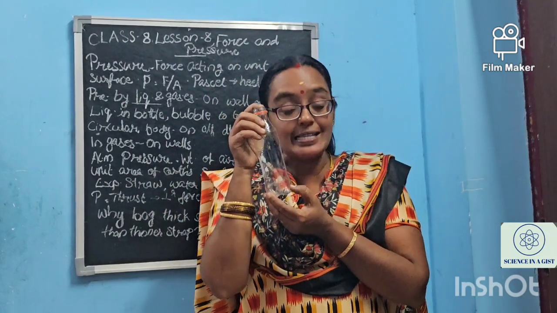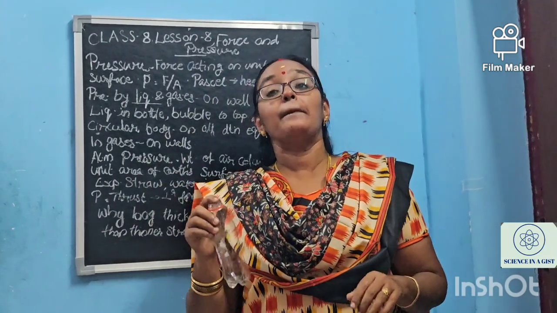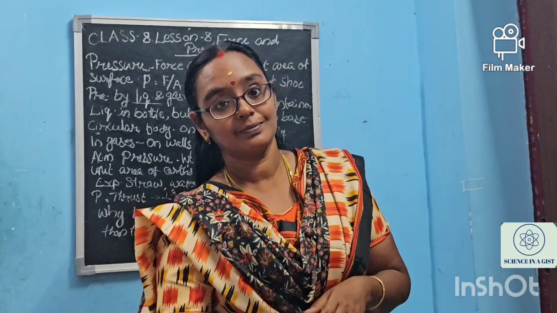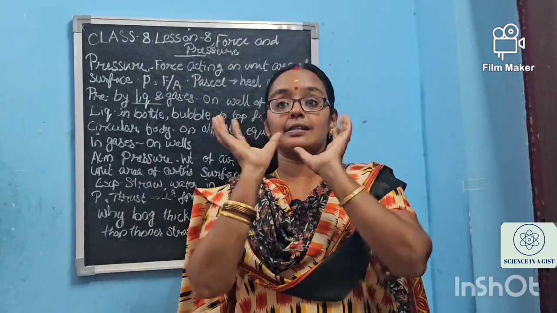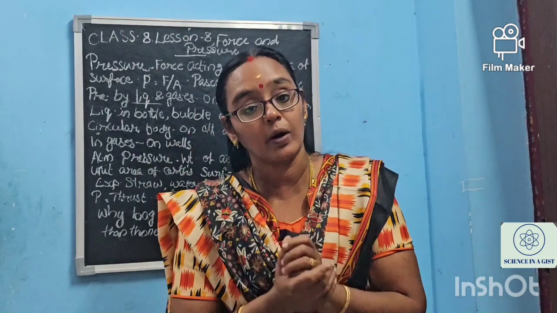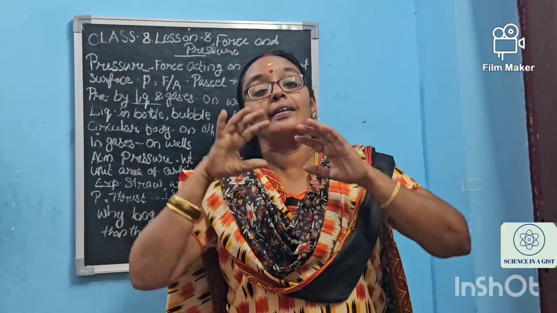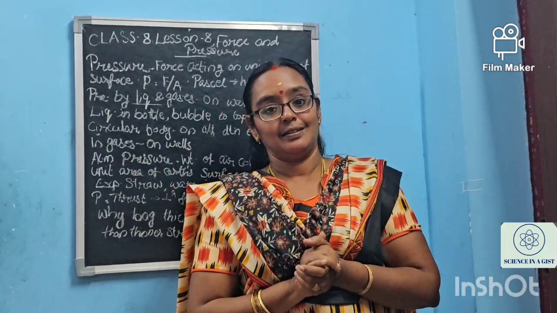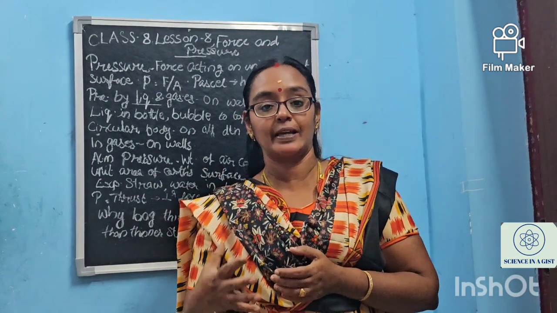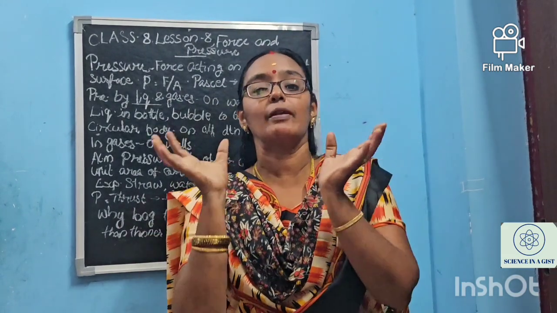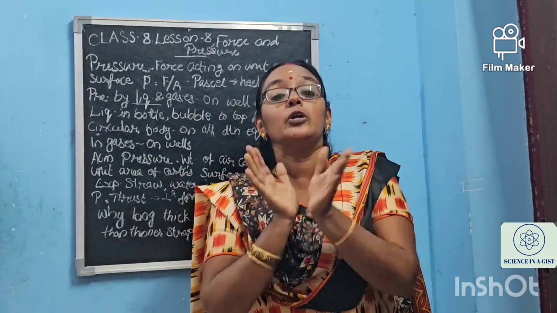So, in the case of a normal bottle, the pressure will be more in the base and less in the top. But what about the circular one? If the bottle is circular or something is circular, what happens? The pressure will be exerted in all directions at the same level. There is not much difference in depth in this case. So the pressure will be exerted in the same manner in all directions.